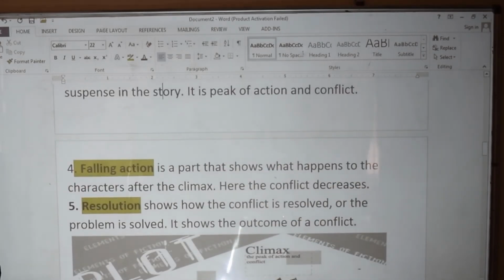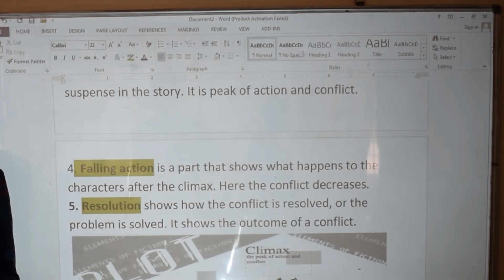The next stage or part is falling action. So after a conflict reaches its peak, now it needs to fall down. And that part is called falling action. It's the part that shows what happens to the characters after the climax. Here the conflict decreases. It is a point where the conflict decreases and falls down.